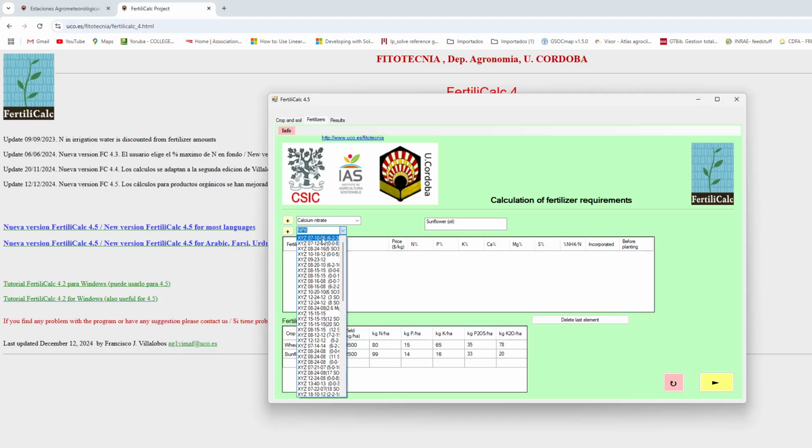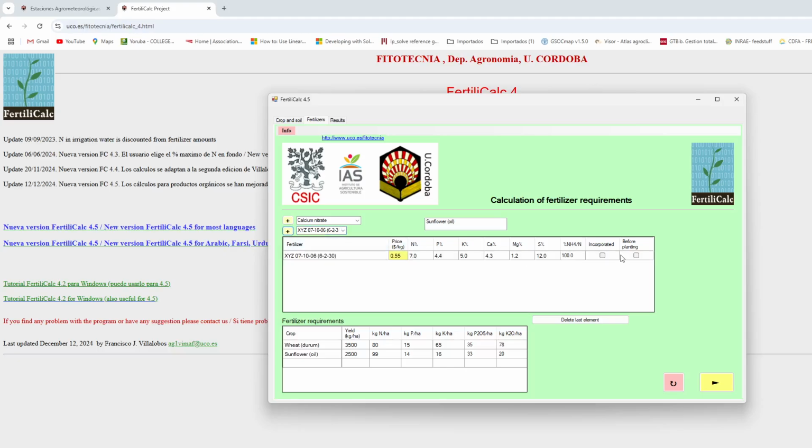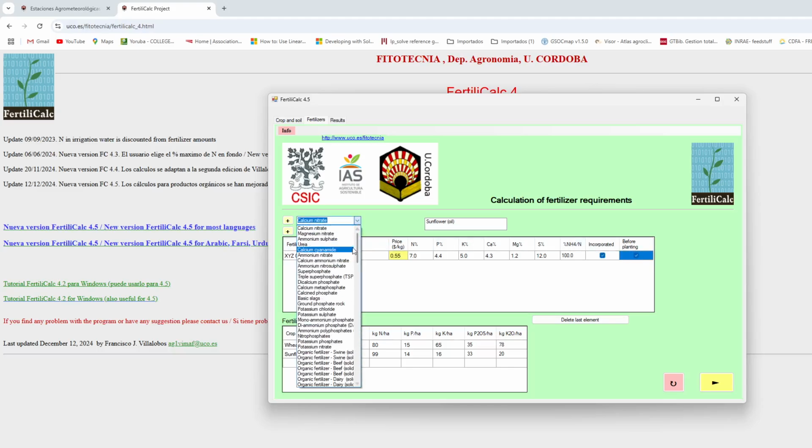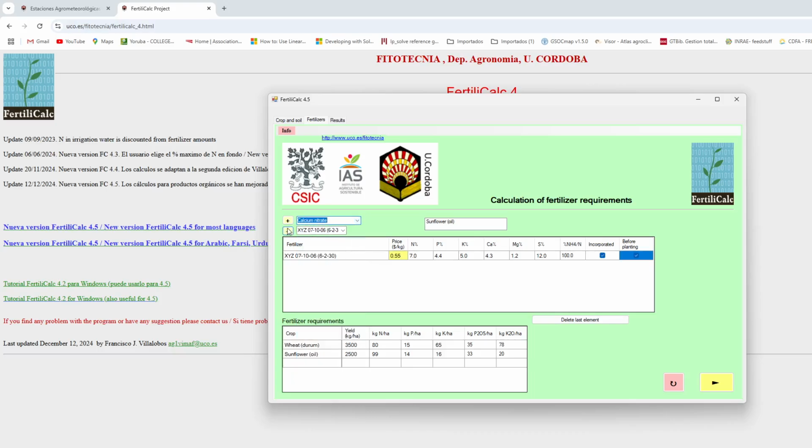71006. Note that we provide a full list because maybe the best suited is not available at our dealer. But let's assume for this example that it is available. Click on plus, it is incorporated and applied before planting. Now we will need straight nitrogen fertilizer. Let's see what happens if we apply calcium nitrate incorporated before planting.